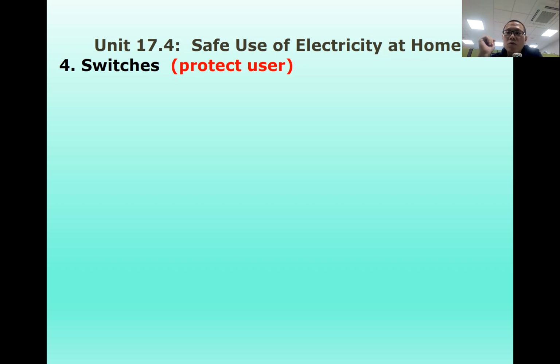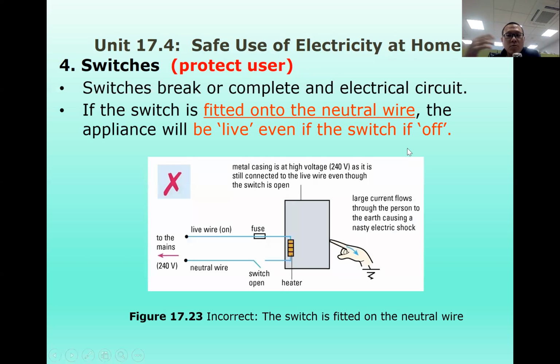For example, your fuse, for it to be effective, has to be at the live cable. Likewise, the switches have to be placed at certain locations, and then they are rendered useful as a safety feature. One of the things that you look at is your switches. Let's say, for example, you leave your switch at the neutral wire.